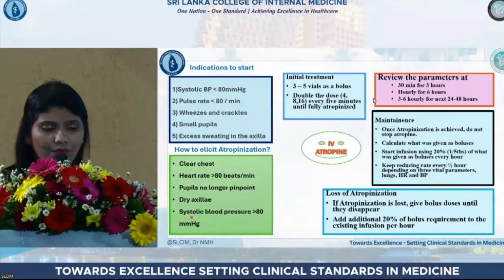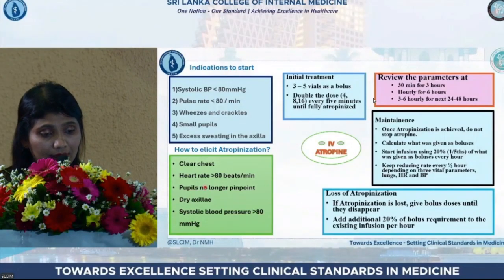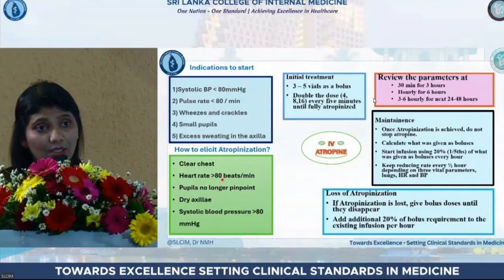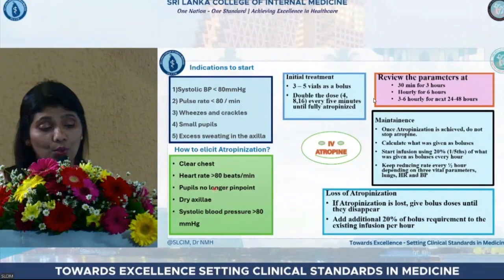So what are the features of atropinization? It has to have a clear chest, heart rate more than 80, pupils no longer pinpoint, dry axillae, and the systolic blood pressure more than 80. Again, as I told you, you don't have to have all 5, all right? So the clear chest and heart rate more than 80 is enough, because pupils anyway will take a longer time to dilate, and the blood pressure also fixes a little late sometimes. So these things will actually be very useful.